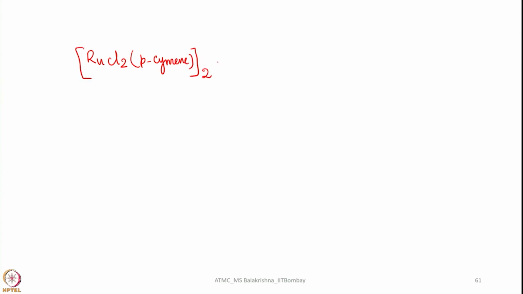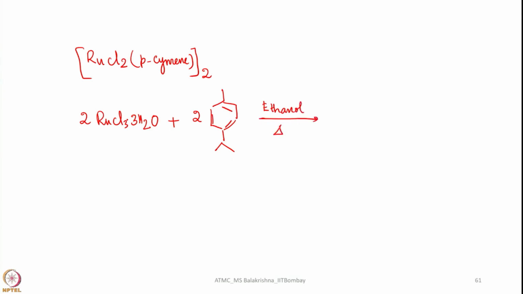Now, let us go to another important compound of ruthenium, ruthenium dichloro cymene dimer. I shall write the structure later, first I will give you the preparation. Take ruthenium trichloride trihydrate as usual and treat with 2 equivalents, or slightly excess, of cymene. Cymene is this aromatic compound having these kinds of para substituents. Take this reaction mixture in ethanol and reflux it. We get the desired dimer in almost quantitative yield.